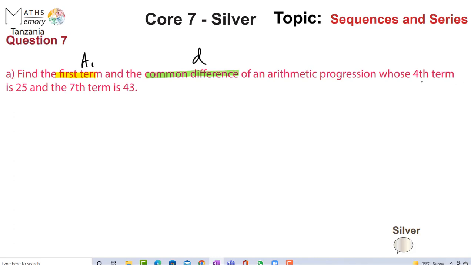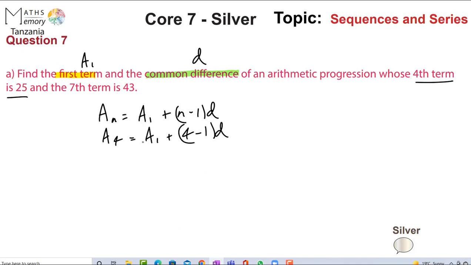So first of all, we're looking at this. The 4th term is 25. Now you know that the nth term of the arithmetic series is this: An equals A1 plus (n minus 1)d. Let's plug in a few numbers from this. So A4 will equal A1 plus 4 take away 1 and d. A4 is simply going to be this number over here, 25. So I'm going to write this: 25 equals A1 plus 3d.